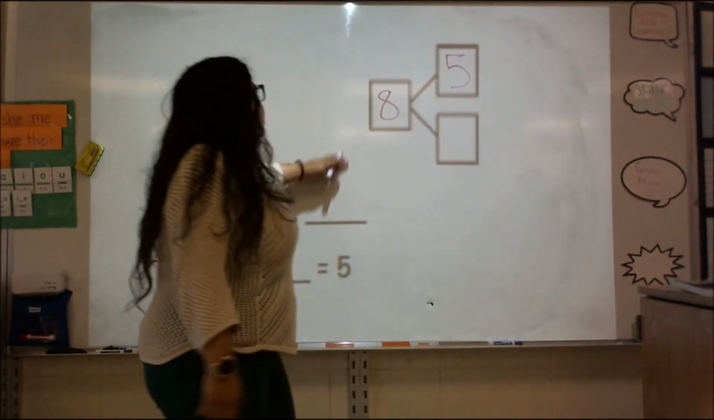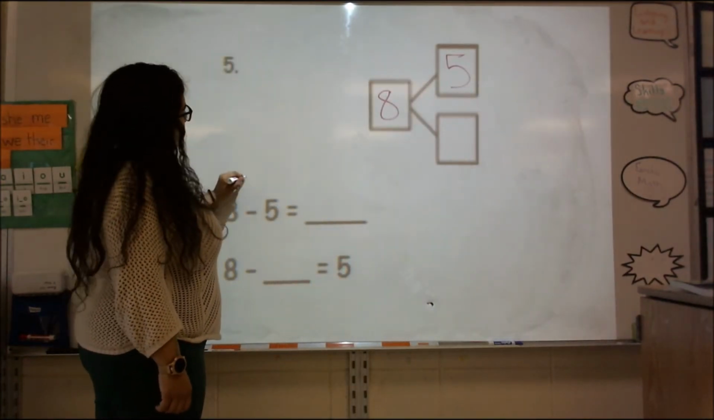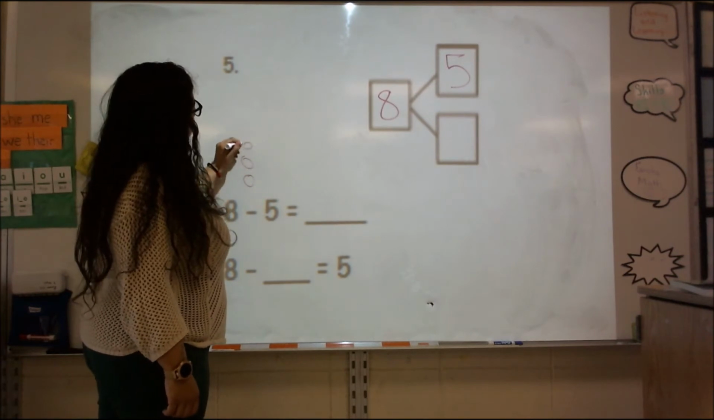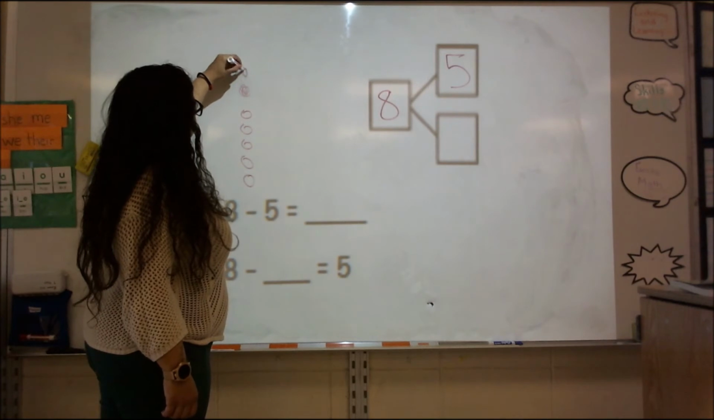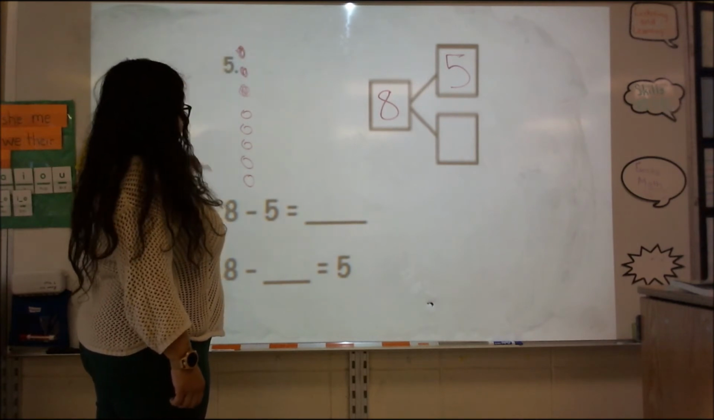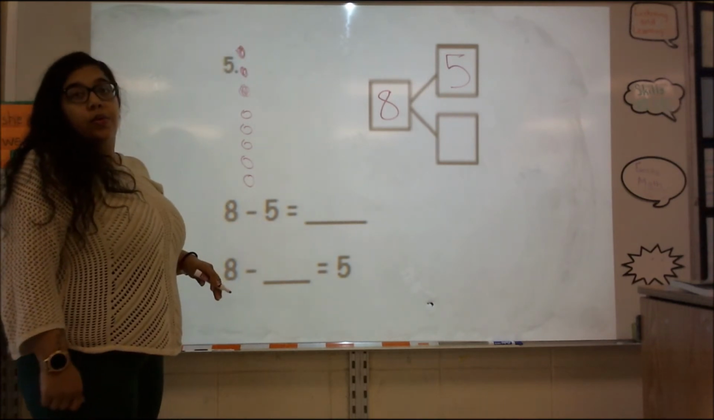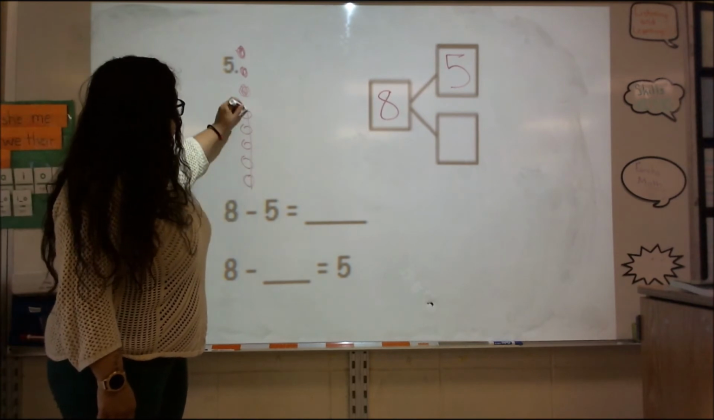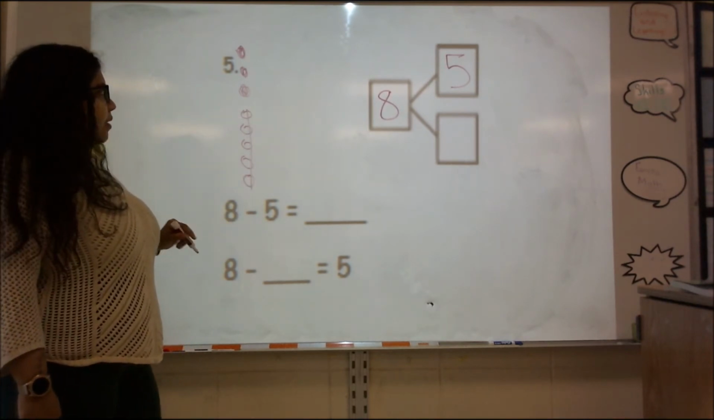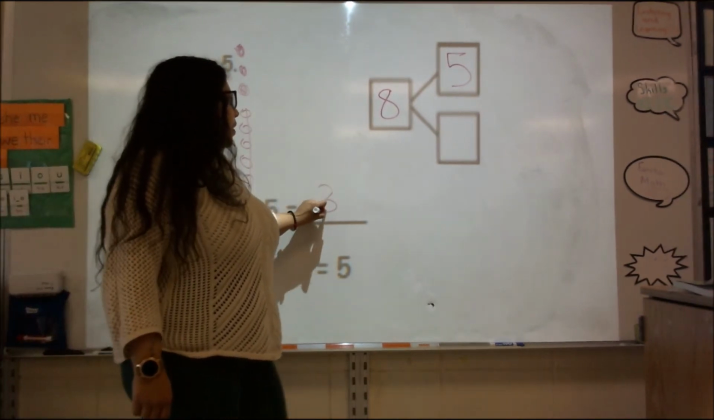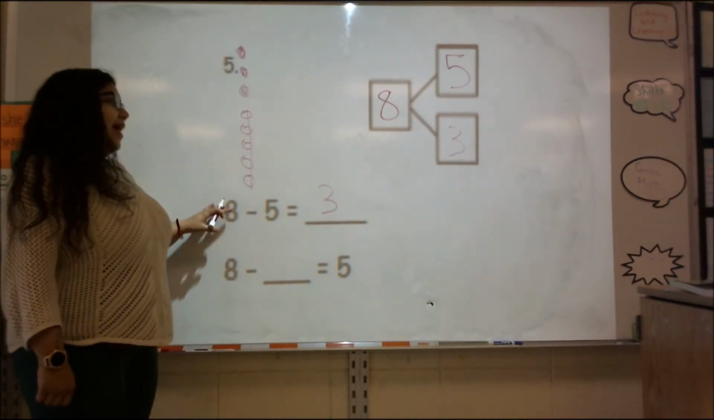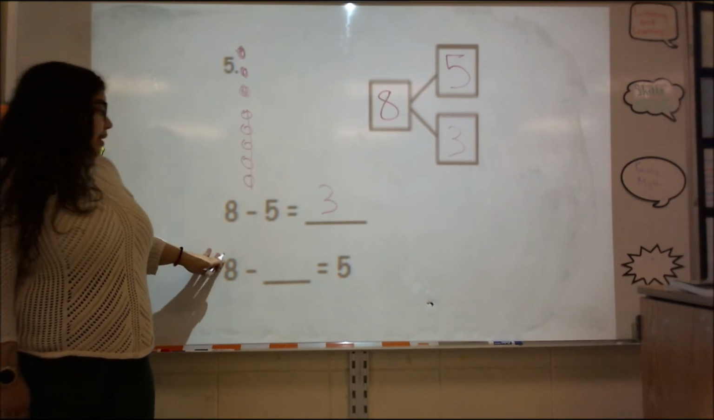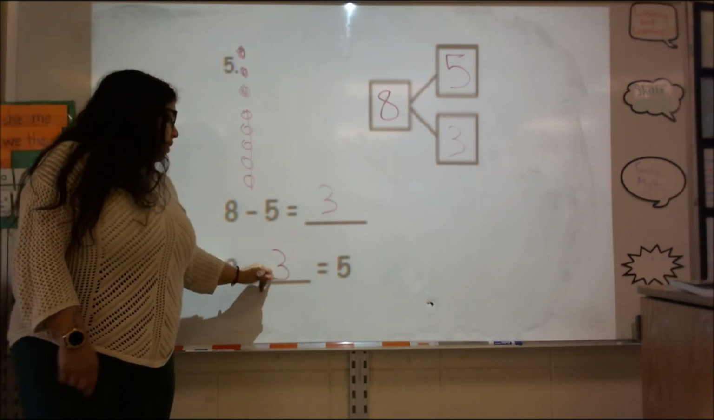Let's draw a vertical picture to solve this. 1, 2, 3, 4, 5, 6, 7, 8. 8 minus 5. We will cross off the group of 5, and we see that we're left with 3, which means 3 is our missing part. And it also means if 8 minus 5 equals 3, then 8 minus 3 equals 5.